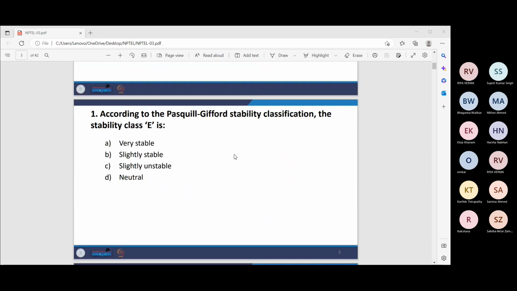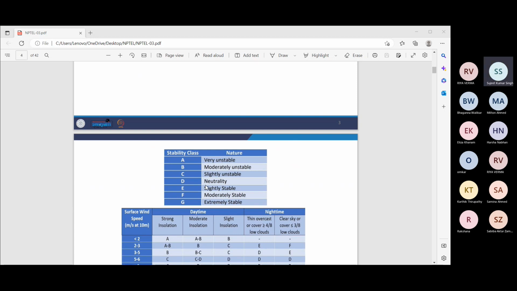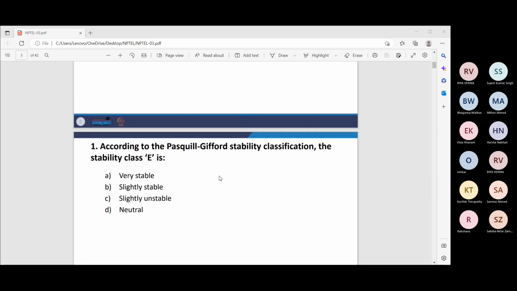So we have asked for the stability class E. So for E, it will be slightly stable. Correct.